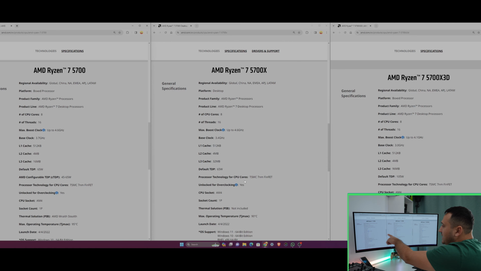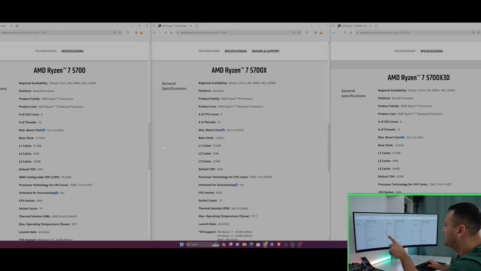The base clock again, so you have a higher base clock here, which is 3.7, and this is 3.4 on the X version, and of course you're getting only 3 gigahertz on the X3D stuff. You can consider the 5700 as just being a 5700G without the G, so basically, you don't have the iGPU side of it activated, so that's basically why you have a higher boost clock than the X version anyways.